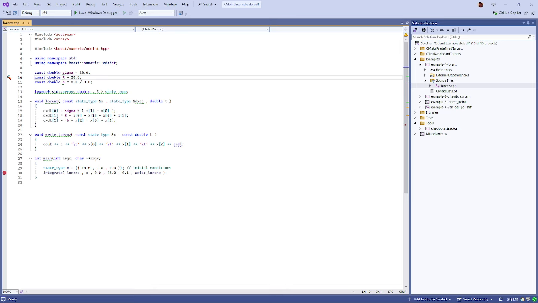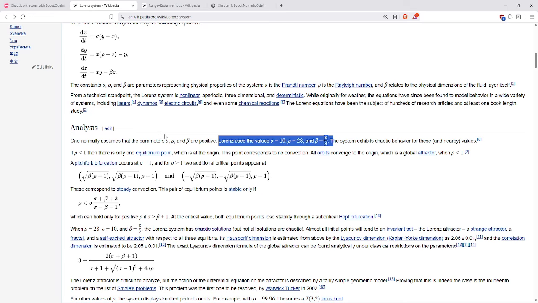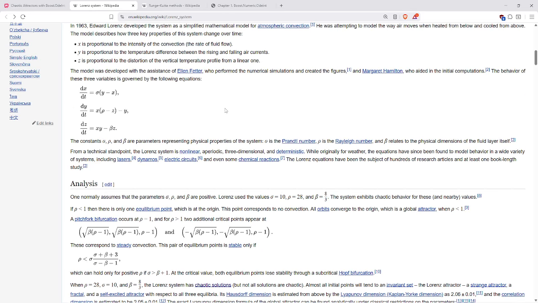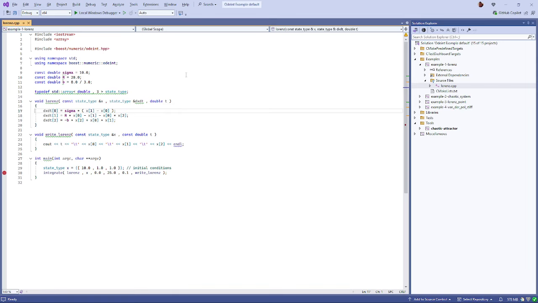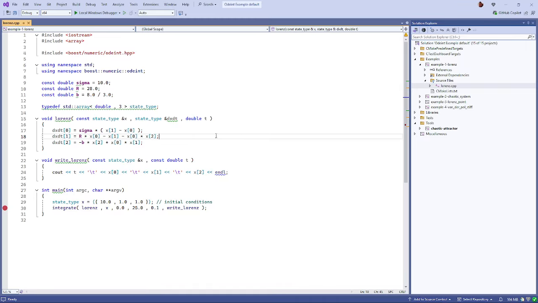And this formulation of the derivative is massaged around a little bit compared to the Wikipedia formula, but if we look at it carefully, we can see that it's written the same way. So for the first variable, the derivative is sigma times the second variable minus the first variable. Let's make this a little bigger.